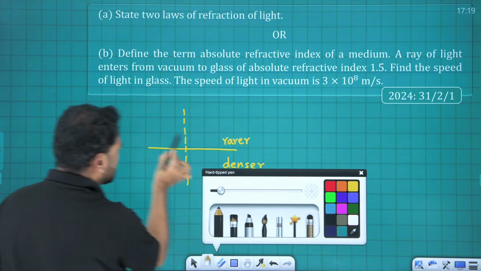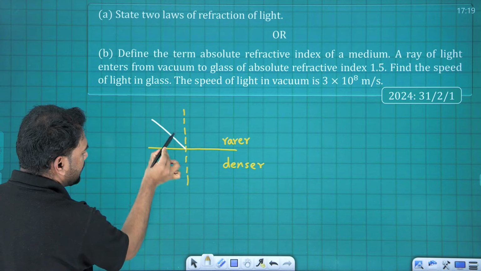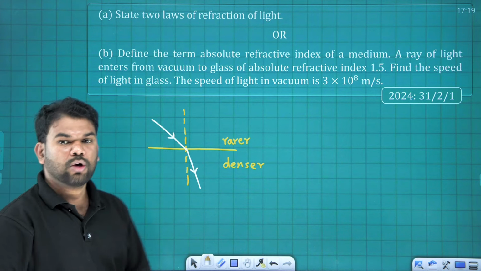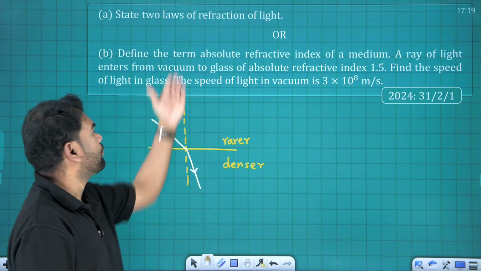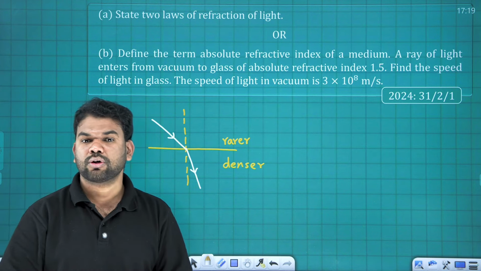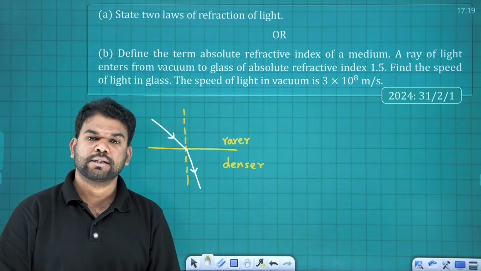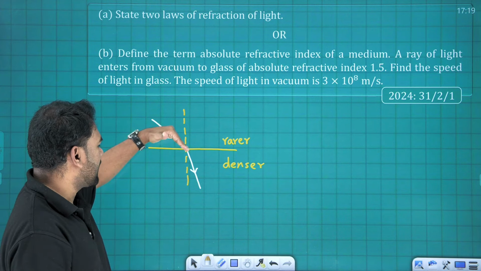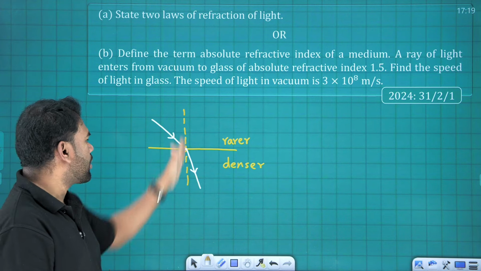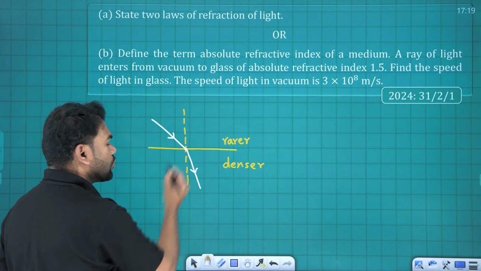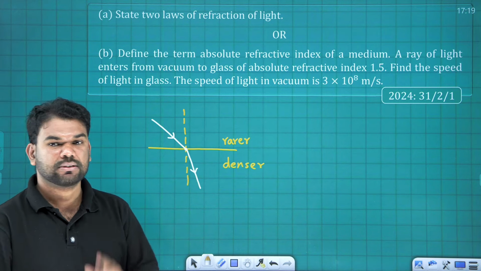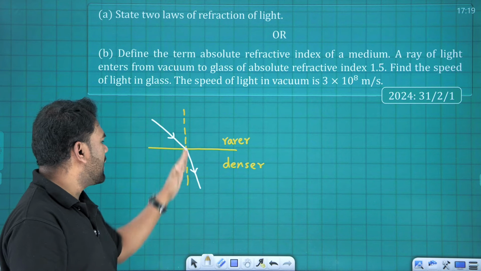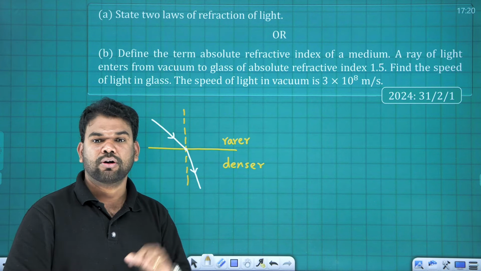So when a ray of light travels from rarer to denser, you know that it bends towards the normal. So now how can you define the laws of refraction of light? There are two laws of refraction of light. The first law is almost the same as our laws of reflection. That means the incident ray, refracted ray, and normal at the point of incidence all lie on the same plane. That's the first law.